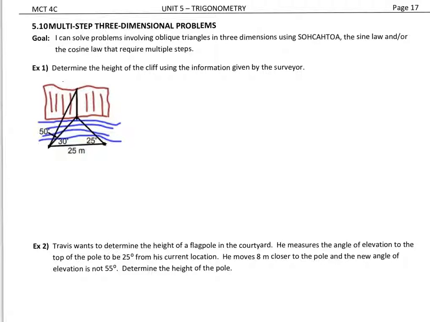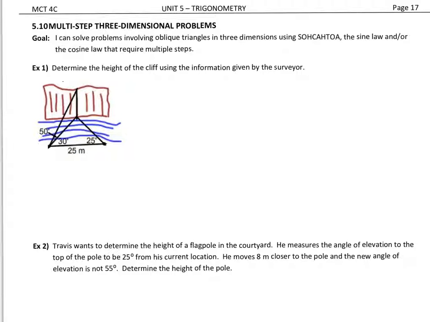So our first example here is determining the height of the cliff. The brown area with the vertical lines in it represents the cliff, using the information given by the surveyor. The blue lines at the bottom could be like a river at the base of the cliff. So he's on the other side of the river across from the cliff. The surveyor has mapped out some measurements here that we need to work with.